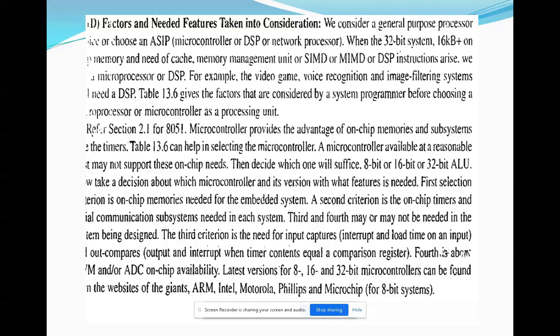So the latest versions of 8, 16, 32-bit microcontrollers can be found on the websites of Xeons, ARM, Intel, Motorola, Philips, and Microchip. So you can find the latest versions in these companies.